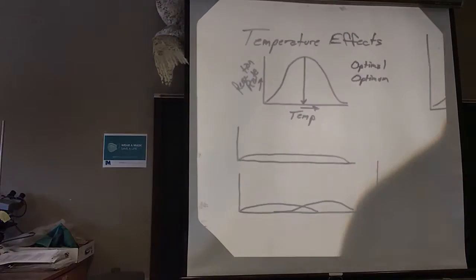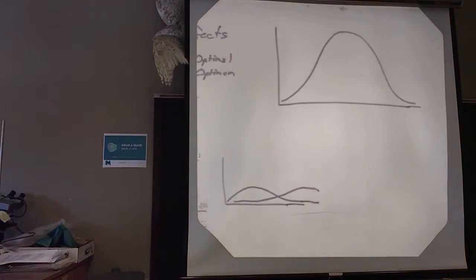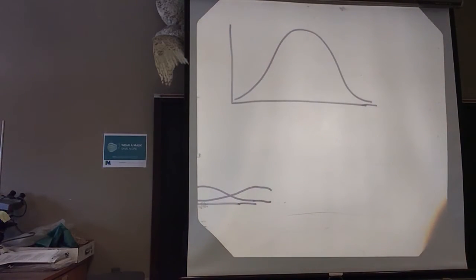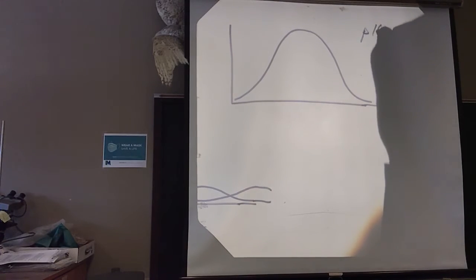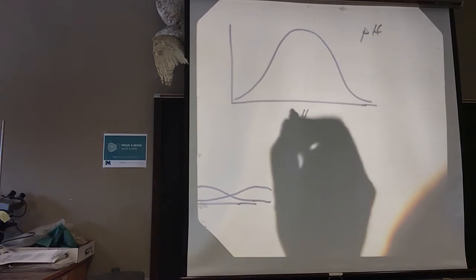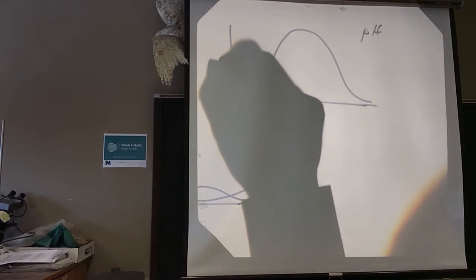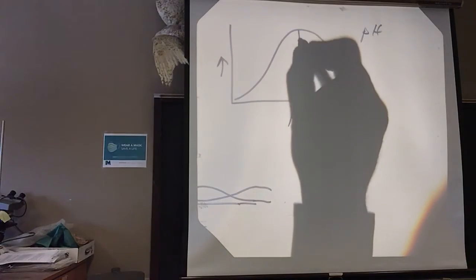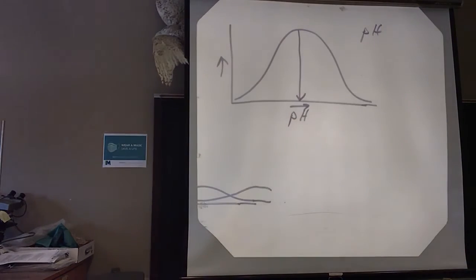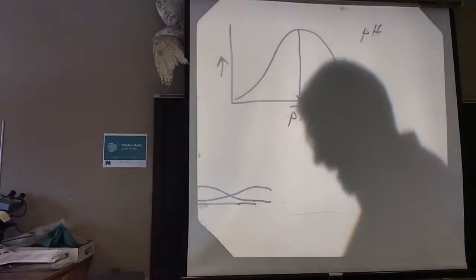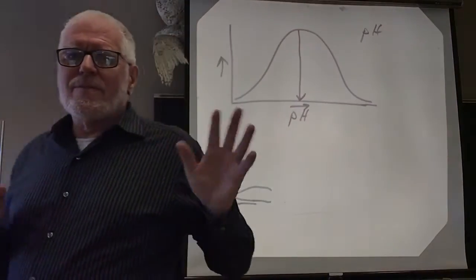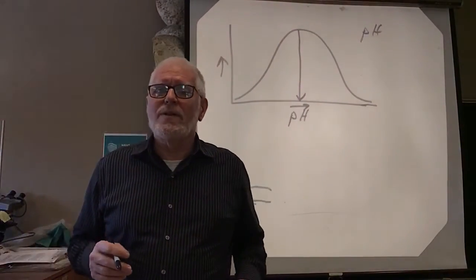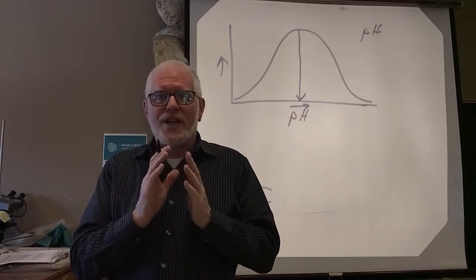Okay, back to this. Remember I said don't confuse the temperatures with the pH? This is the pH, with the rate going up there. And of course, this also has an optimal or an optimum. Again, idealized curve. Typically, these curves are much narrower.